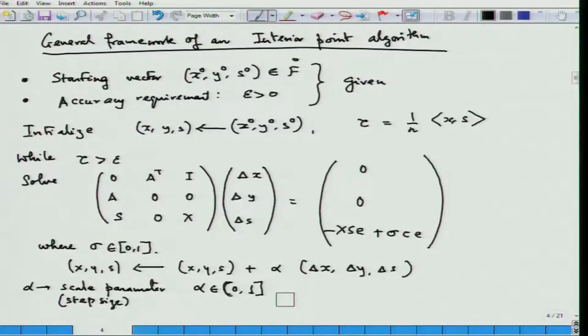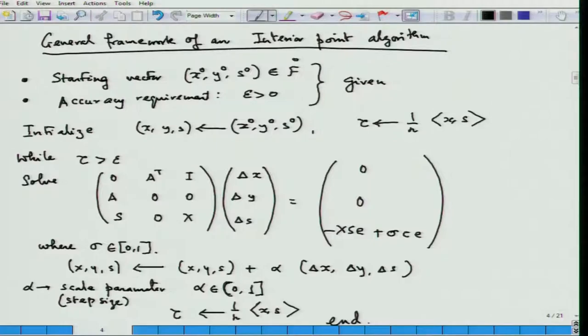So, it is a while do loop: while do this, solve this, and once you get the new value x, y, s, again assign to tau the new one. End while. So, what you do is again you check: my new x, y, s is this, my new tau is this, check whether tau is this, and again go back and solve this and continue. So, when tau is less than or equal to epsilon, you stop the whole thing.